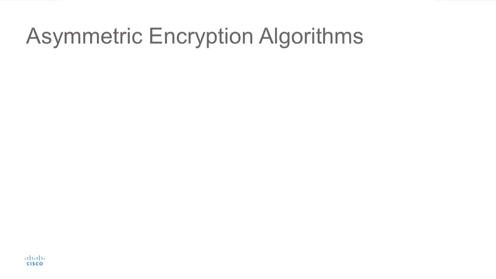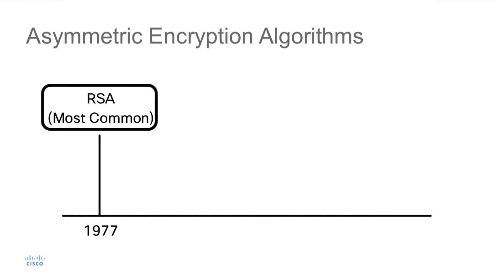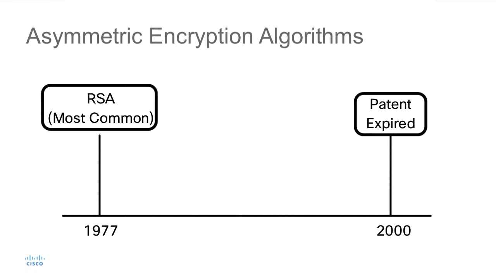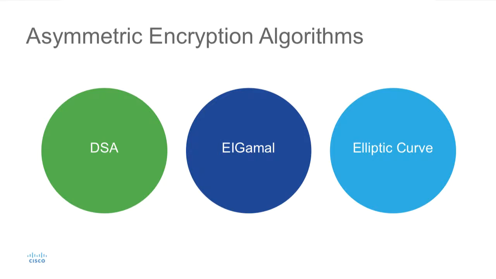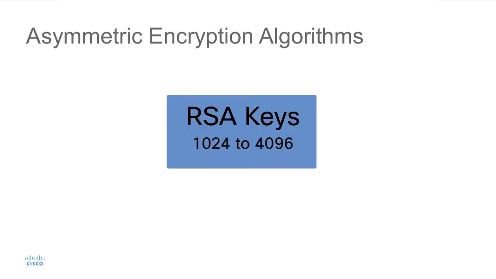Now, as far as algorithms go, one of the most common algorithms is the RSA algorithm. That stands for Rivest, Shamir, and Adleman. That was developed back in 1977, and it was patented for some time. As of 2000, that patent expired, and now it is public domain, so it is used in many implementations. There are others. There's DSA, ElGamal, and there's also the elliptic curve algorithms. But RSA is by far the most widely used. It has a variable key length that ranges from 1024 to 4096.